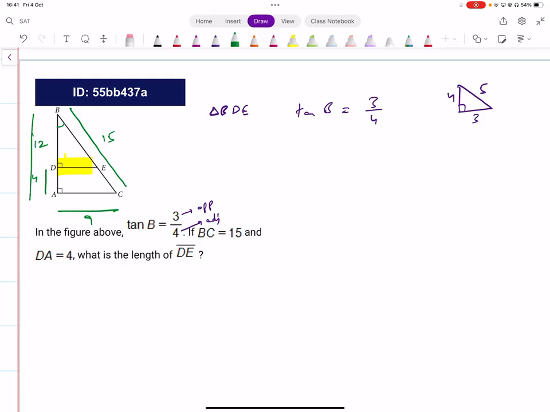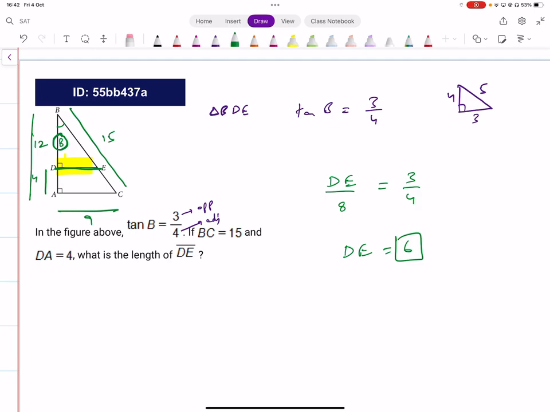This complete length is 12. If this is 4, that means this remaining length is 8. And again, it's the same ratio here as well. If this is 8, what about DE? Use the same ratios. DE over 8 should be the same as 3 over 4. And DE equals 6 from that. That should be the length of DE. Is that okay?